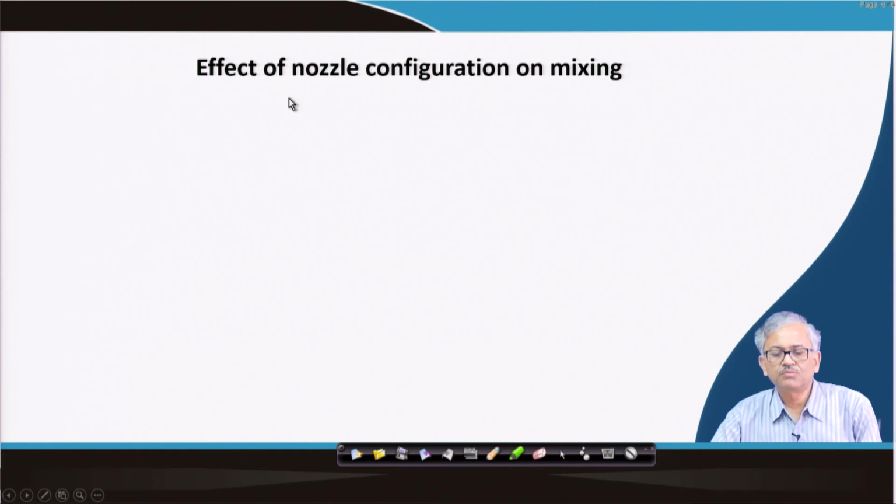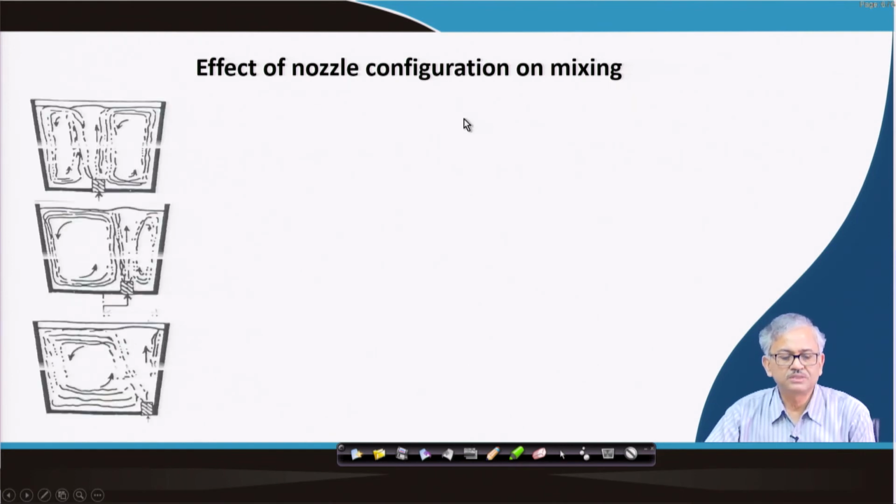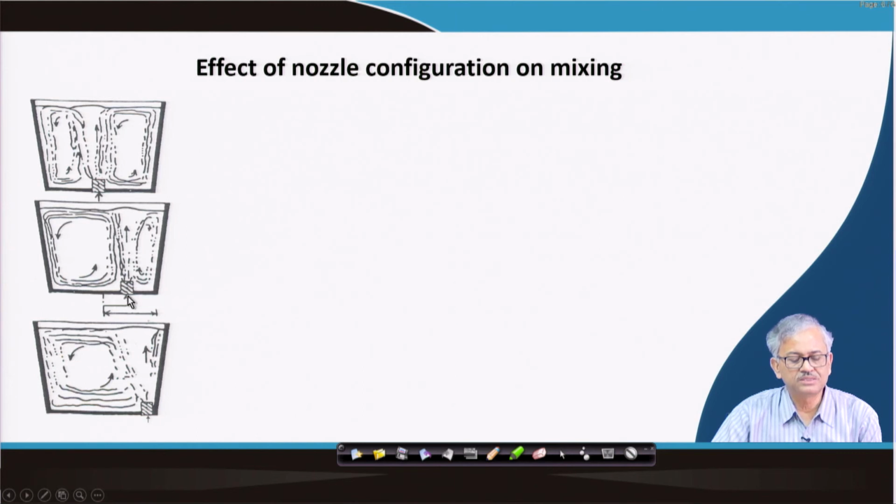So now, the effect of nozzle configuration on the mixing. This is very important. We can have a centric nozzle, perfectly centered at the center. Or you can have an eccentric nozzle that is away from the axis. Or you can have a side plug, just adjacent to the wall. So you can have different kinds of plug: a centric plug, a plug at the middle of the side wall between the wall and the axis, or just at the wall.